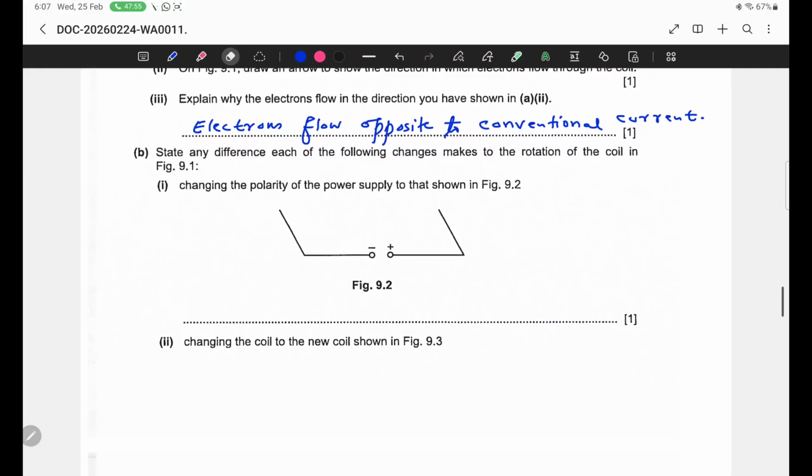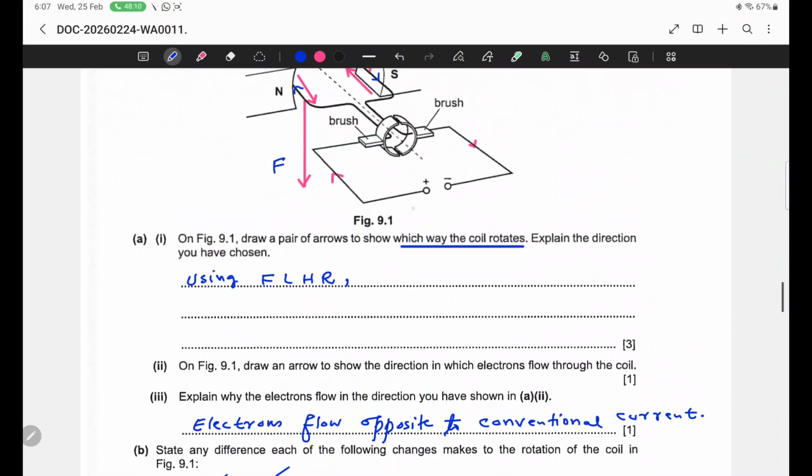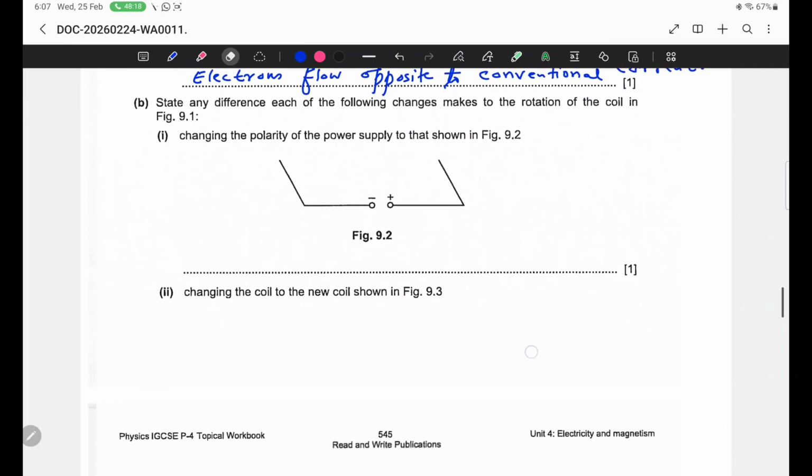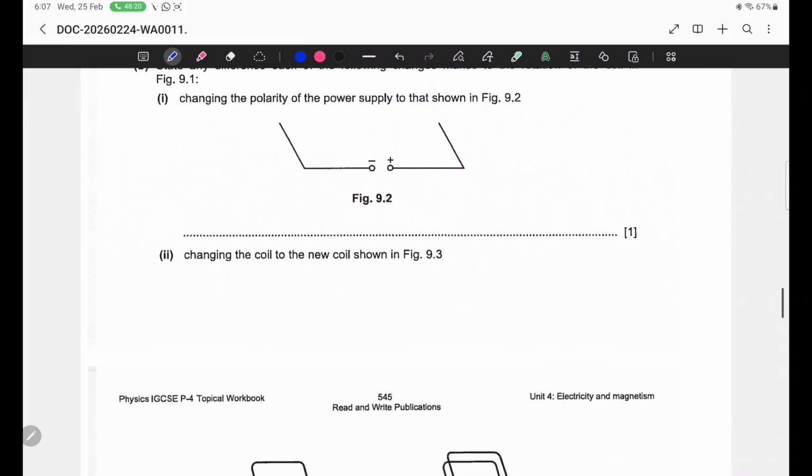And now state any difference each of the following changes makes to the rotation of the coil. Number one, changing the polarity of power. Sir, if you reverse the polarity of power, it was positive on the left side, but now it is positive on the right-hand side. It will reverse the direction of current. It will reverse the rotation of the coil.